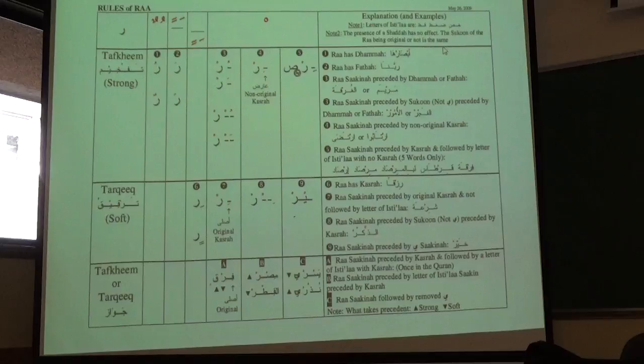Because now it will be affecting the ra. So in this case, it is making it strong. So it has to be strong itself. Like the sad has to be strong. Otherwise, it will not make the ra strong. That's the reason that it shouldn't have a kasra.